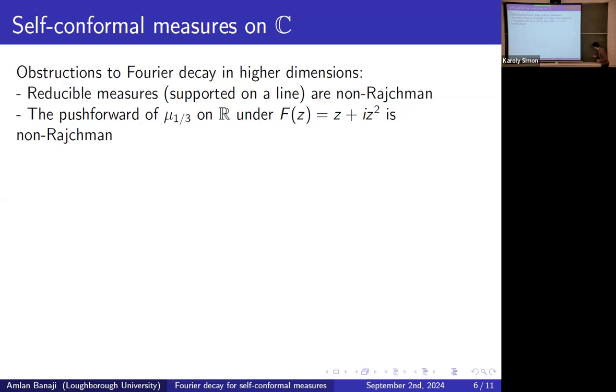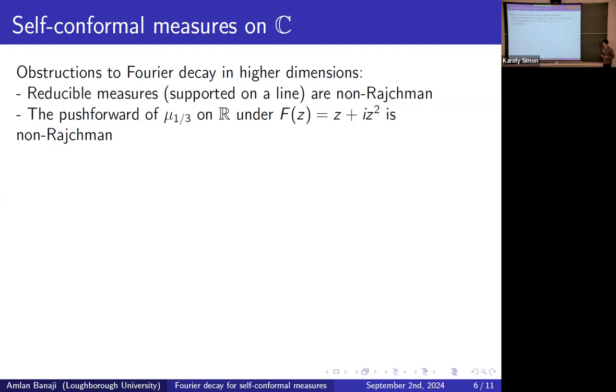But there's a slightly less trivial obstruction as well, which is that if you take a self-similar measure like the Cantor-Lebesgue measure, which does not have any Fourier decay, and you then lift that up to the parabola under the map that sends x to x squared, then you'll get some measure on the parabola, which is actually a self-conformal measure, right? Because this lift is the restriction of a conformal map.